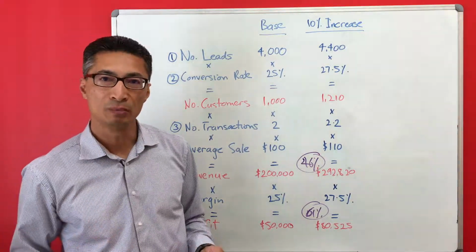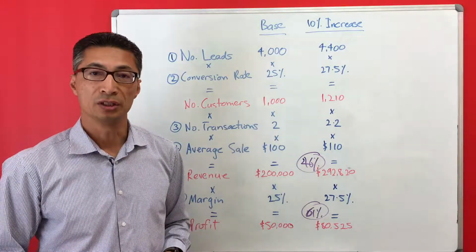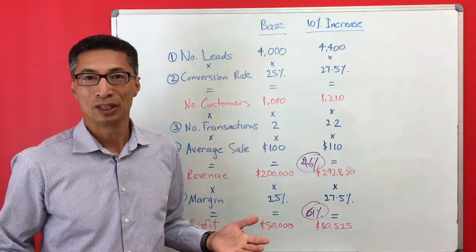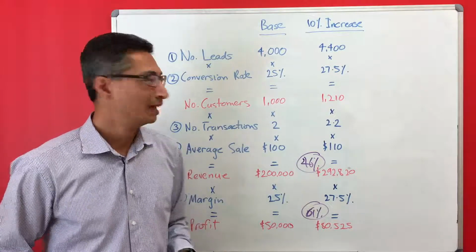Average dollar sales. So how do we get people to spend more? We could be increasing our prices. We could package things together. We could do the classic McDonald's: would you like fries with that?